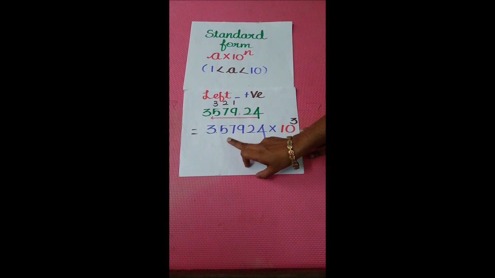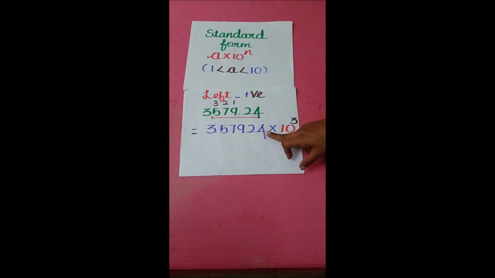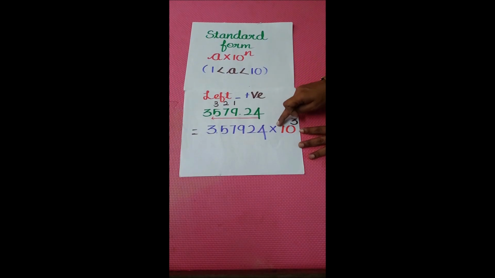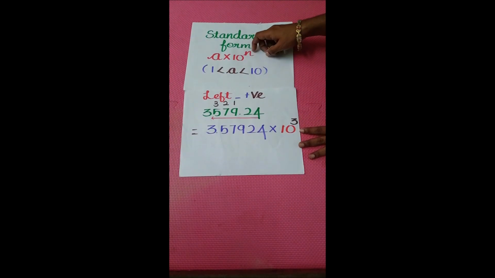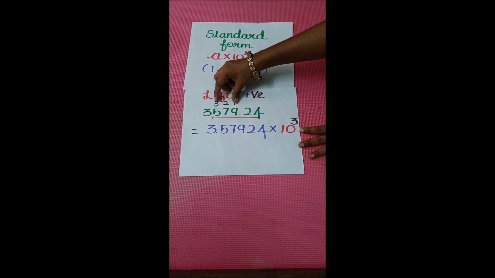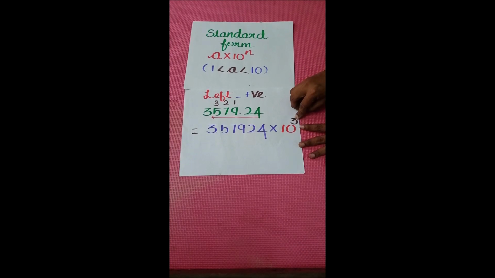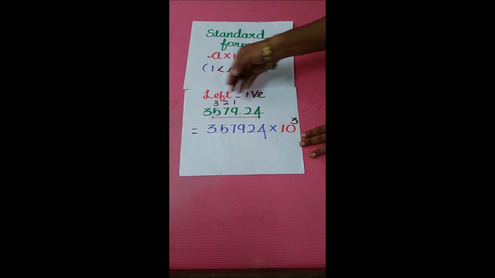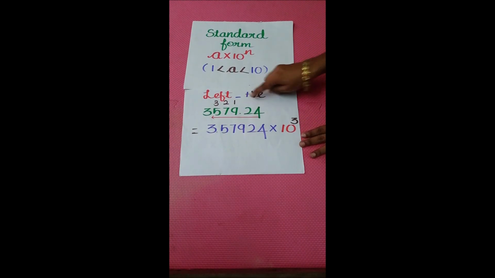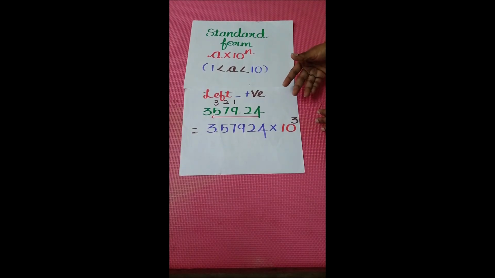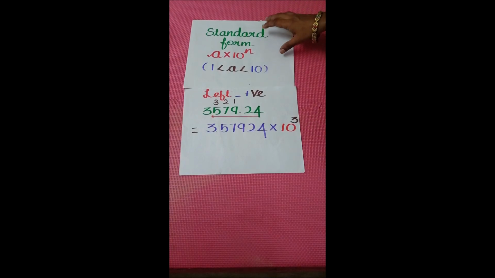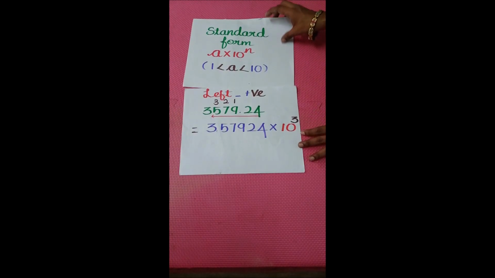So 3.57924, you can write the full value like that. Then 10 to the power n: n means how many places you are moving. I am moving 3 places. The decimal point is moved 3 places, so the power of 10 is 3. If you are moving to the left side, we use the positive exponent. When we are moving to the right-hand side, you have to write it as a negative exponent.